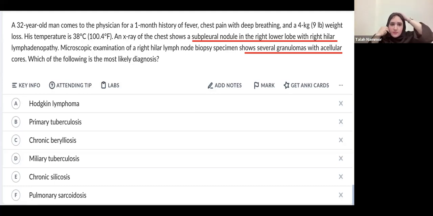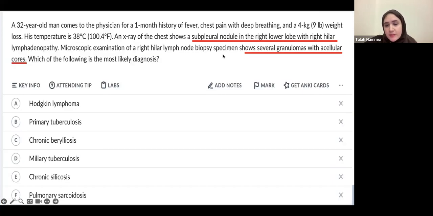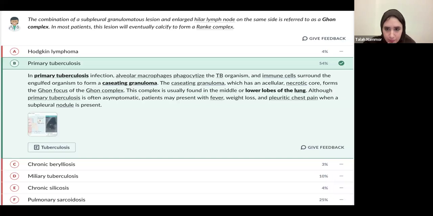And it kind of makes sense that it's primary TB because there are no signs that it's miliary. Miliary TB means it's all over the body, and we're only talking about respiratory symptoms. Okay? Oh, plus, guys, they said lower lobes. TB is known to usually have the granulomas in the lower lobes. Okay? Is this clear? Okay, I'll move on.